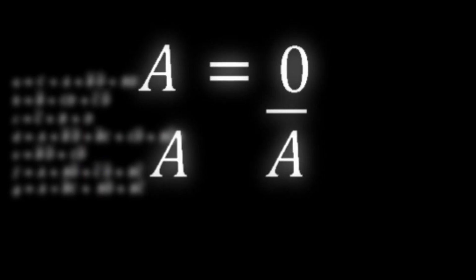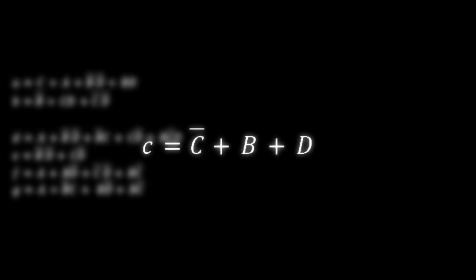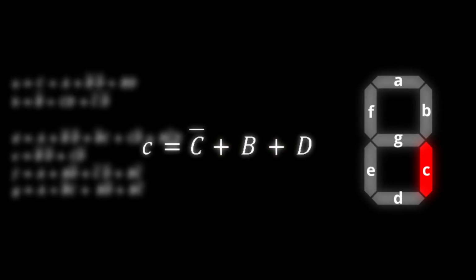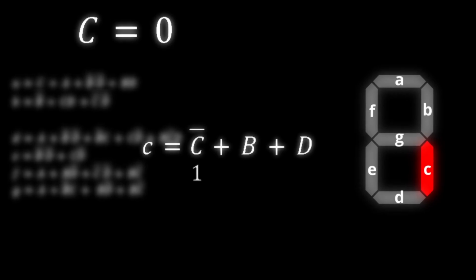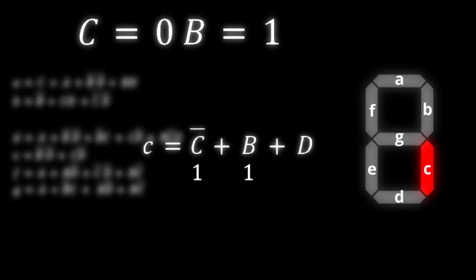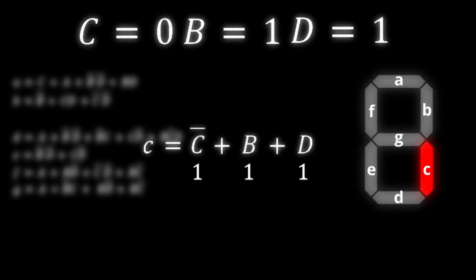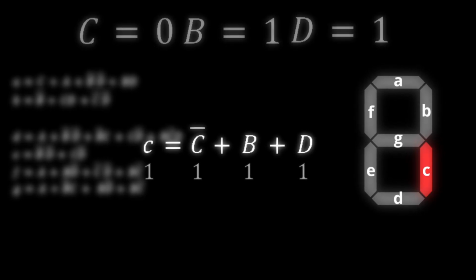Letters with bars above are NOTs, so when the input is 0, A bar equals 1, and A equals 0. Plus signs are ORs, so for example C, this means that when the input C equals 0, or B equals 1, or D equals 1, then output C is equal to 1.